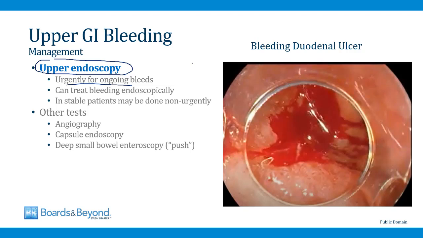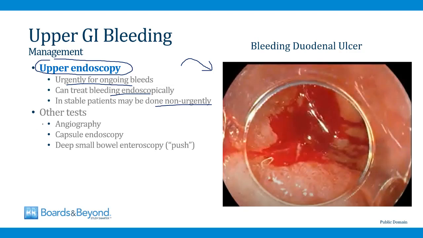It can often identify the source of bleeding. For example, on the screen is shown a bleeding duodenal ulcer, and then you can treat that bleeding endoscopically. There are a number of techniques to make the bleeding stop. In patients who are stabilized with fluids or blood transfusions, you can also do the upper endoscopy non-urgently to try and see what the source of bleeding may be.